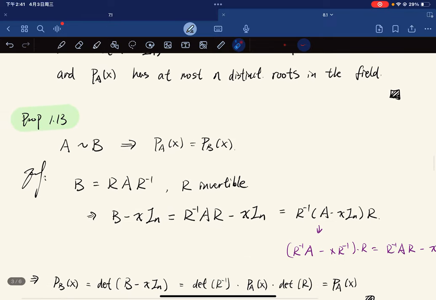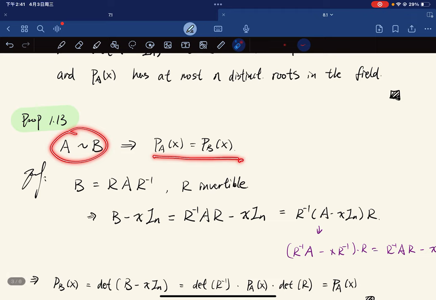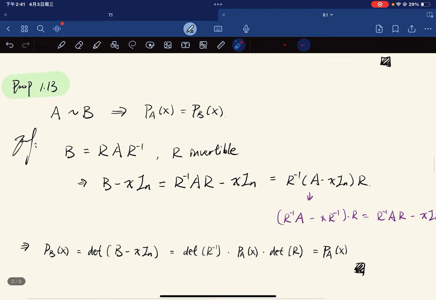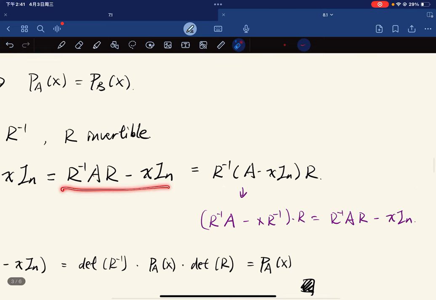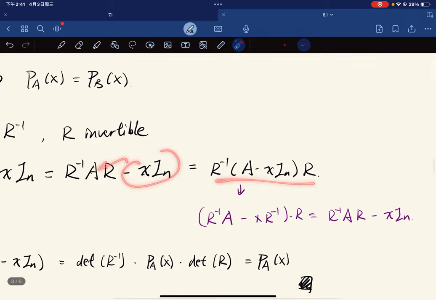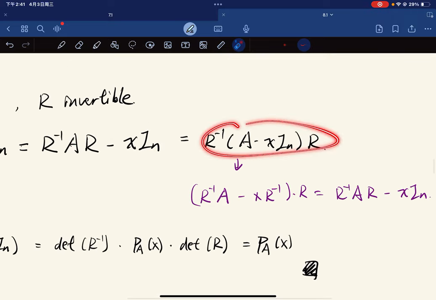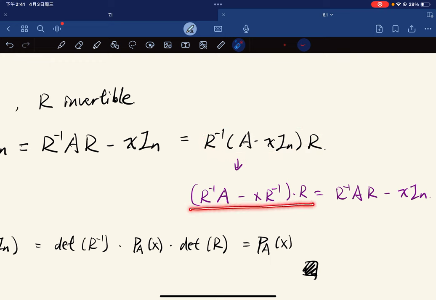So here's a proposition: similar matrices have the same characteristic polynomial. The proof is just by direct computation. If they're similar, then we have this, right? So B minus xIn is equal to this, and this is equal to this. So we can bring this inside. Why? Because this thing is equal to R inverse times R, and A minus x, right? x is a scalar, right?